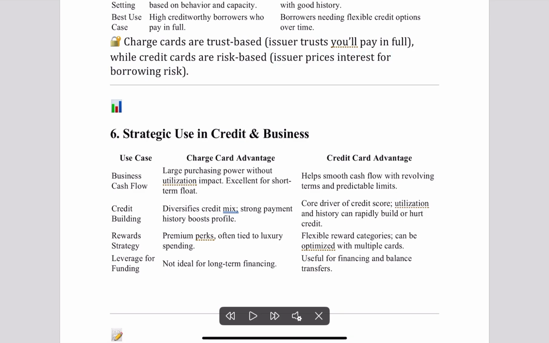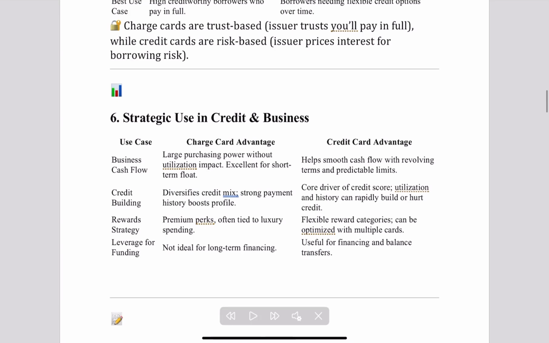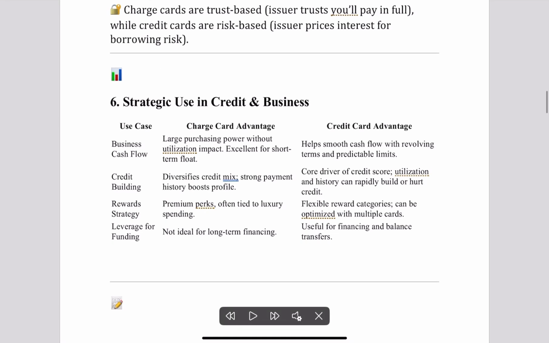So you hear that? Charge cards are trust-based because issuers know that usually their clients pay in full, while credit cards are risk-based. Let's continue.